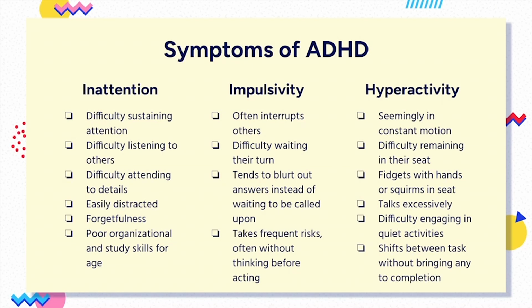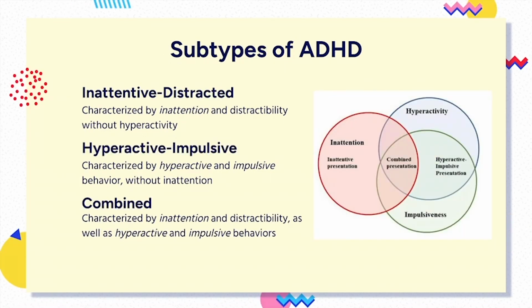And then we have hyperactivity, which can include fidgeting, seeming as if they're in constant motion, squirming, and having difficulty engaging. And now if we look back at this chart, we might be able to gain a better understanding of how the combination of these three different types of symptoms can contribute to the three different presentations of ADHD. Another thing to note about these three subtypes is that hyperactive impulsive is the least common form out of the three, and combined is the most common.